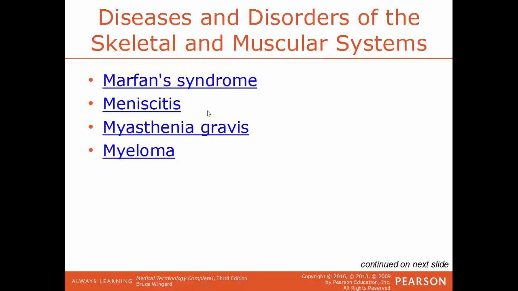Myasthenia Gravis. This is an autoimmune condition. It's a chronic neuromuscular disorder that can lead to varying degrees of muscle fatigue and muscle weakness. Some common symptoms here would include drooping of the eyes, a weakness of the muscles of the eye in general, and an impaired ability to walk. And last one on here, myeloma. Now this is a malignant tumor of the bone marrow.